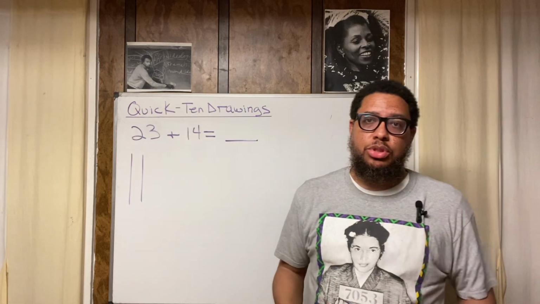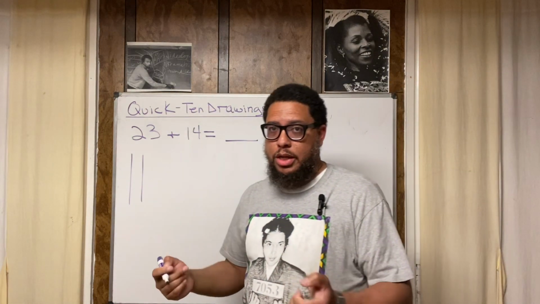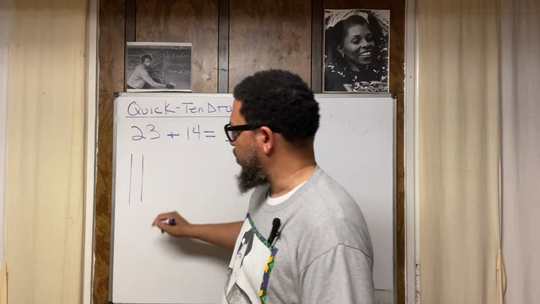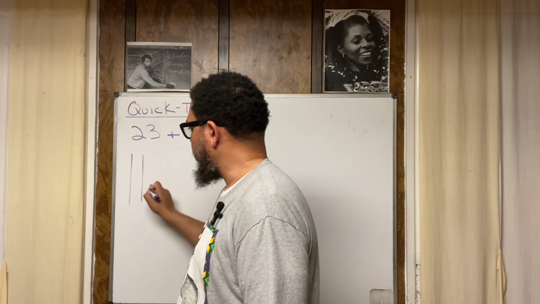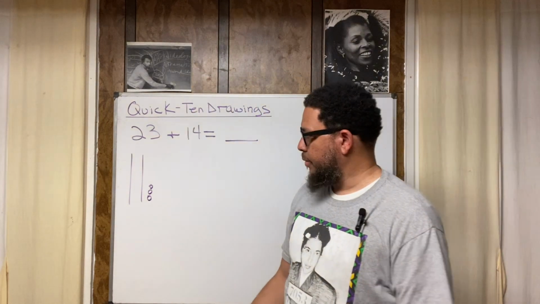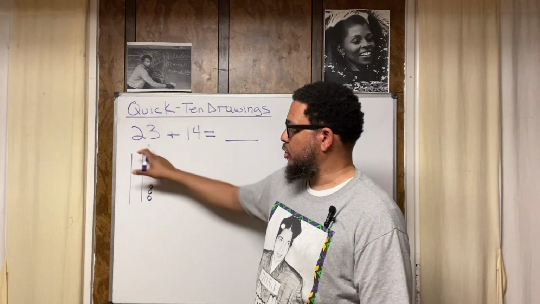Now, I choose to use little circles to represent my ones. How many ones do I have? I have 3 of them. So I'm going to do 1, 2, 3. That's my 23 right there. 10, 10, and 3. That's 23.